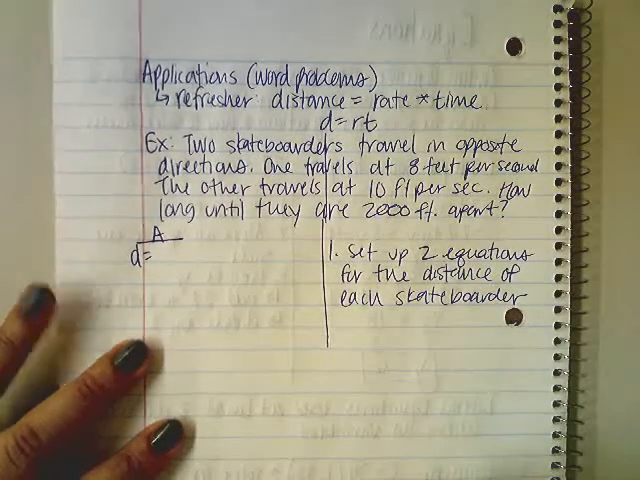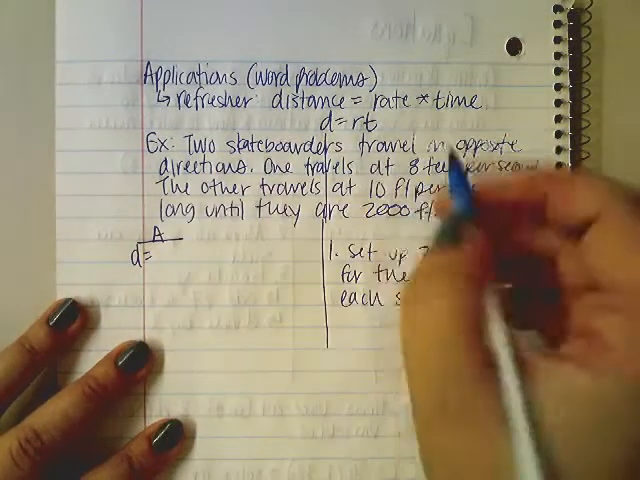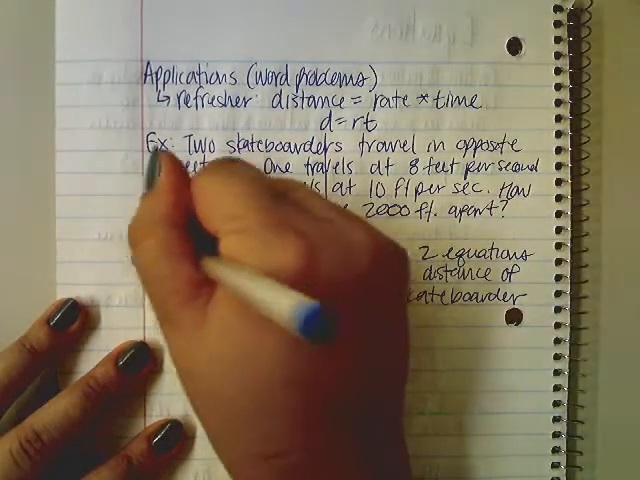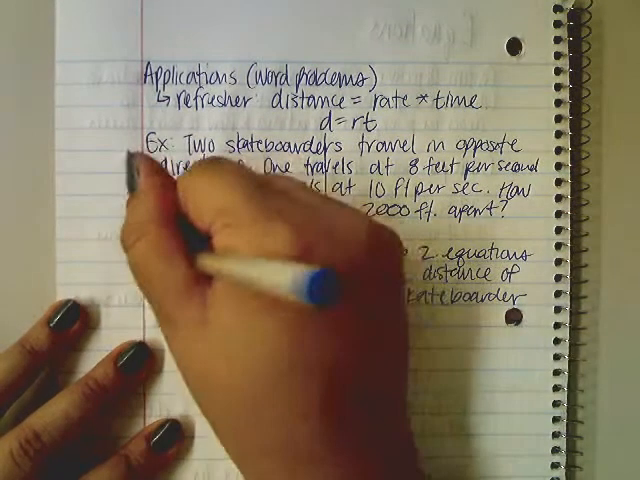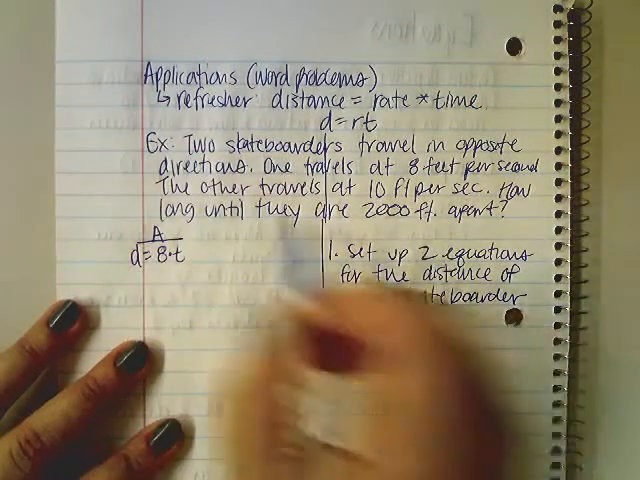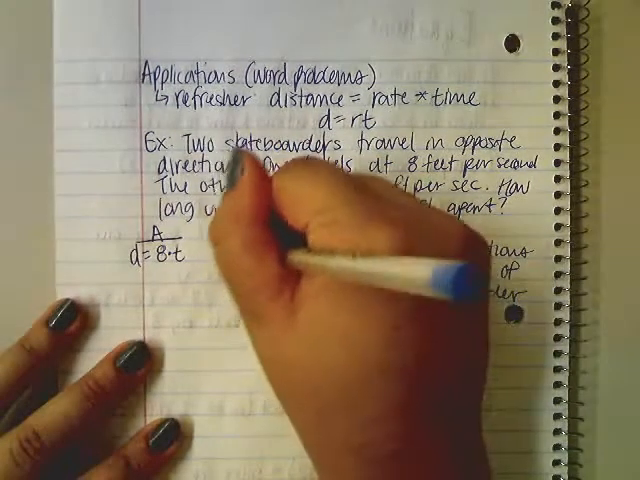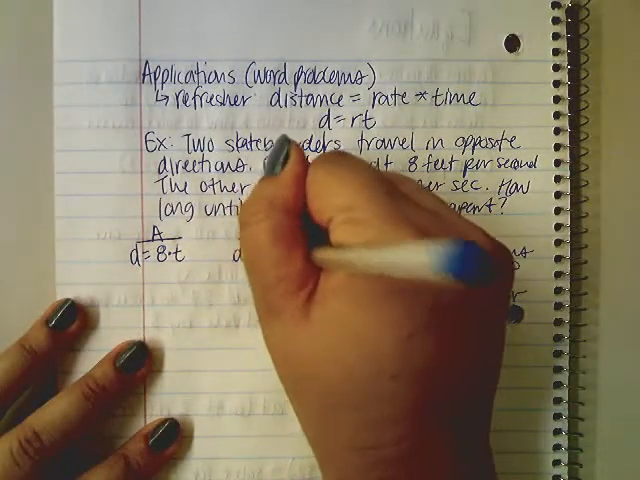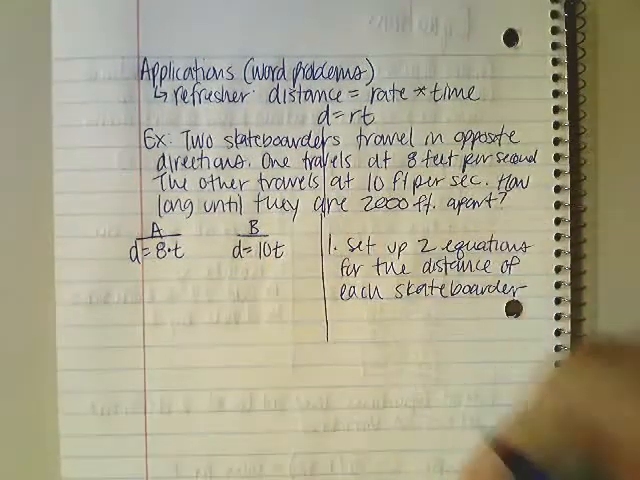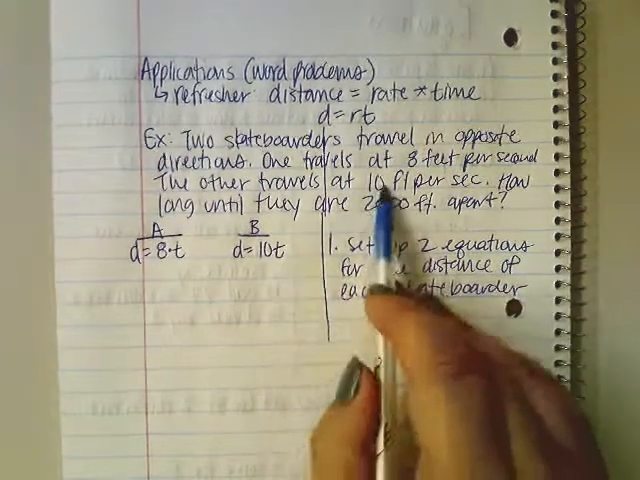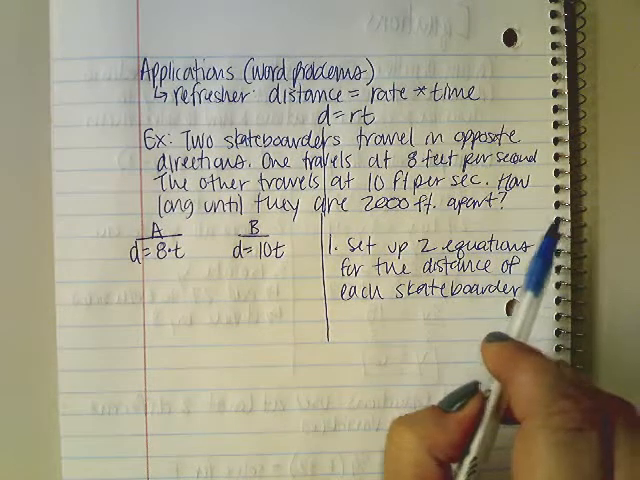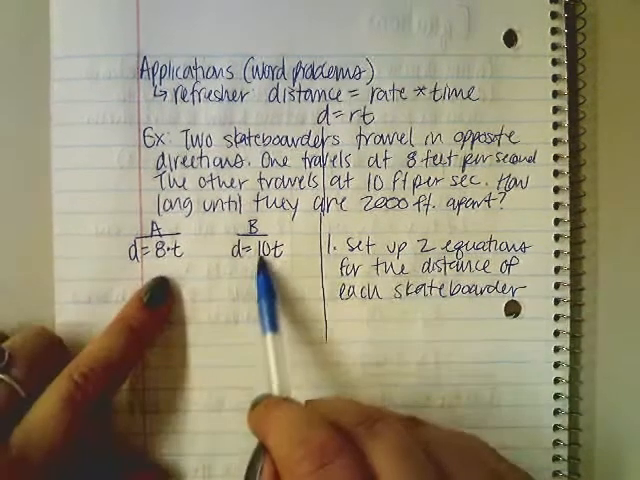So his or her distance would be rate, which is 8 feet per second, times time. So I know 8 feet per second times the time will give me the distance that first skateboarder has traveled. The second skateboarder is going to be 10 times t, or 10t, because it's 10 feet per second. So 10 feet times however many seconds is how many feet this person has traveled.